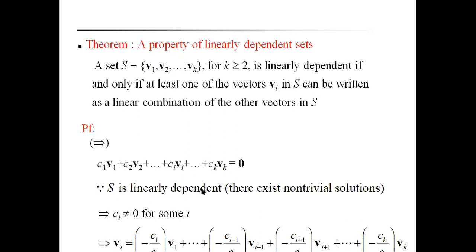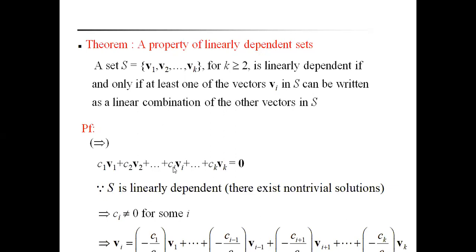S is linearly dependent, so there exists a non-trivial solution. That means at least one scalar must be non-zero. That's why we take Ci not equal to 0 for some i. Now you can keep Ci Vi here and take all other elements to the right side. Therefore, Ci Vi is equal to minus C1 V1 minus C2 V2, and so on, minus Ck Vk.